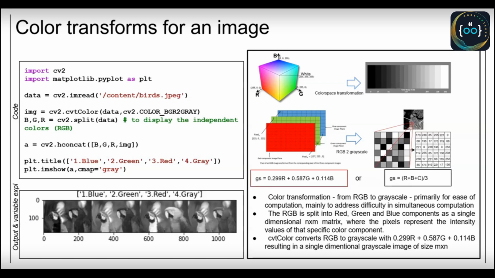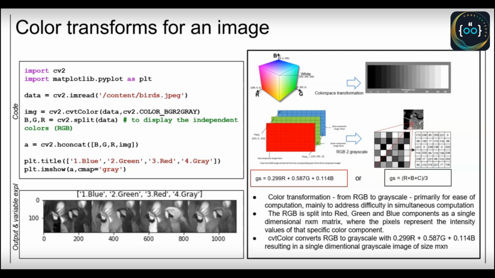That is 0.299R plus 0.587G plus 0.114B. These specific weights are used because the human eye is more sensitive to green light and less sensitive to red and blue light. So the green component is given more weight in the calculation to align with the human perception. The formula 0.299R plus 0.587G plus 0.114B is a widely used standard for converting an RGB image to grayscale.